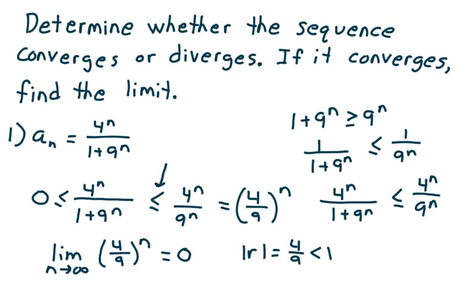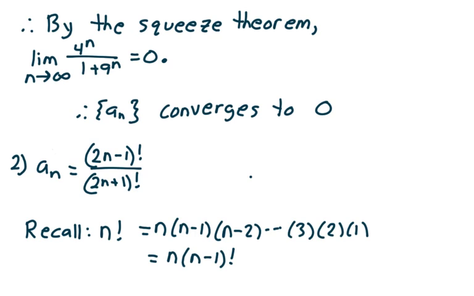The limit as n goes to infinity of 4/9 to the n is equal to 0, because remember, the absolute value of r is equal to 4/9, and that's less than 1. By the squeeze theorem, we can say that the limit as n goes to infinity of 4 to the n over 1 plus 9 to the n is equal to 0, and we can thus conclude that this sequence converges to 0. And that's example 1.